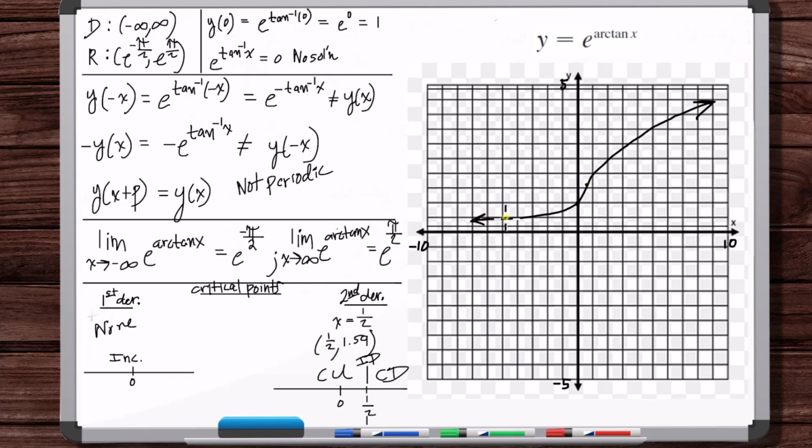As x approaches negative infinity, the function approaches e to the minus pi over 2. As x approaches positive infinity, the function approaches e to the pi over 2. Inflection point here. There's no other points like local maxes or mins, so this is it. It's not periodic, not symmetric. So this is the graph.